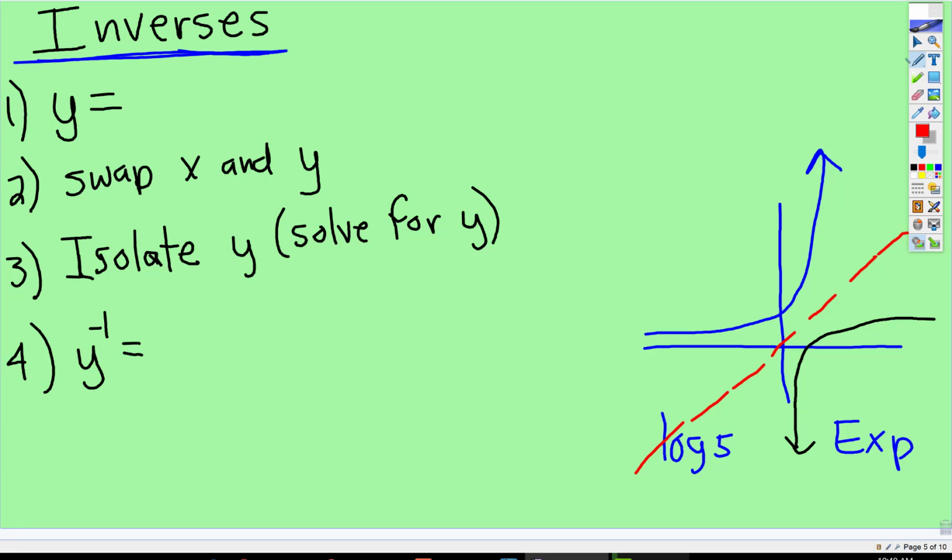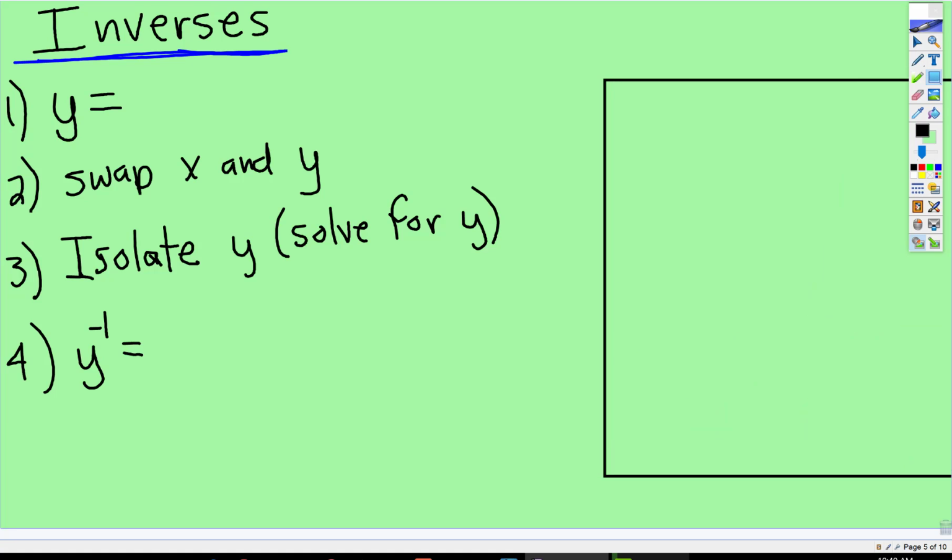Here are the steps to solving inverses. Make sure that it's in y equals whatever form. Then swap out x and y. Put the x on the left side, then y where the x was. Then you want to get the y by itself again. Solve for y. And once you have y by itself and you've completely simplified everything, you go ahead and put the inverse notation. So let's get started.